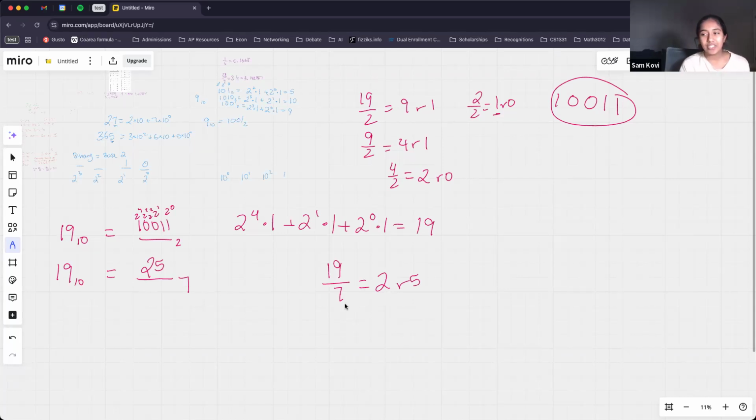So we wrote 5 as our last digit, and then normally we would divide 2 by 7 again, but because 2 is less than 7, there's nothing to divide, so that becomes our first digit. So whenever you end with a number that's less than 7 as your quotient, that's your first digit. Does that make sense? Yeah, okay.